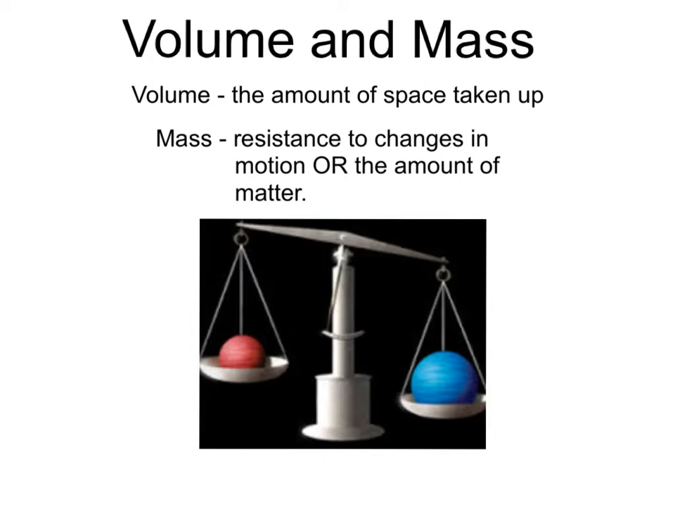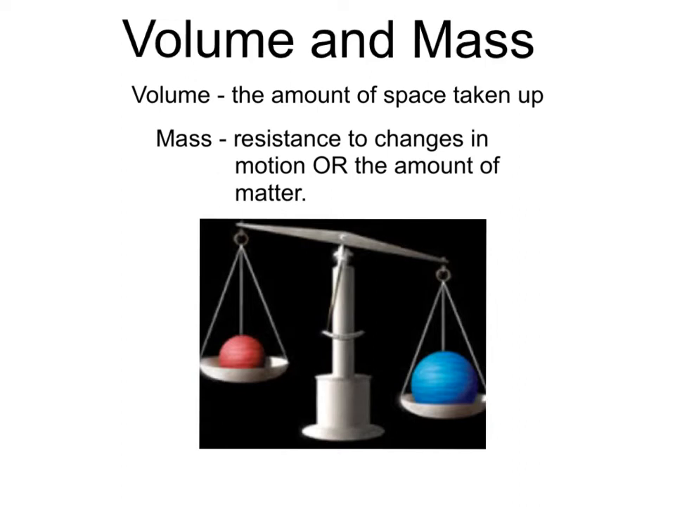Volume is how much space something takes up. Mass is how much something resists being moved, or sometimes we think of mass as being the amount of matter in something. I give you both definitions of mass because it depends on the situation which definition you want to use. For example, in physics, we often use the definition that mass is a resistance to being moved. If you have mass, you resist being moved. The more mass you have, the harder it is to move you. But in chemistry, we tend to look at it as the amount of matter in something.